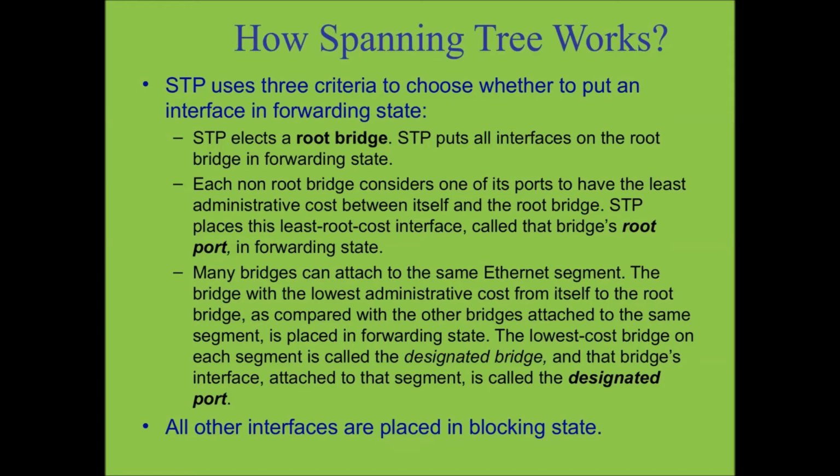So in short, we have 5 bridges. One bridge is the root bridge and the other 4 bridges are non-root bridges. From the non-root bridges, one bridge is selected and that is called the designated bridge, and its ports are called designated ports because all the ports are in forwarding state. Last point, all other interfaces are placed in blocking state. So all other interfaces means the interfaces of all those bridges which are not selected as the designated bridge.